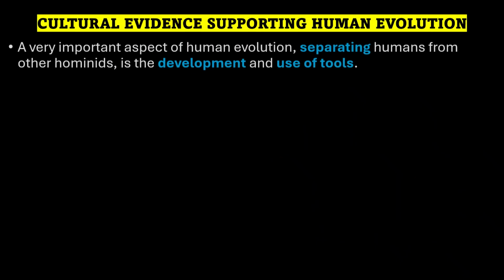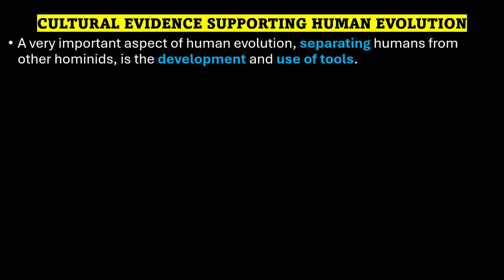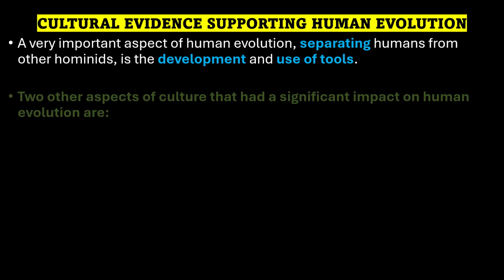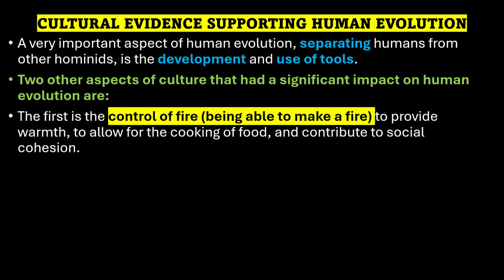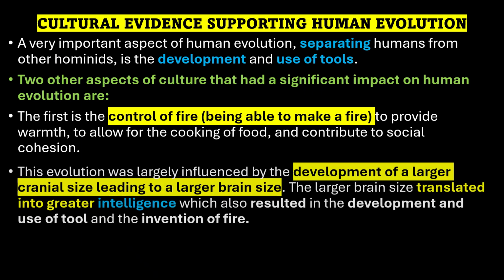So let's look at cultural evidence and how does it support human evolution. A very important aspect of human evolution, one that separates humans from other hominids, is the ability to develop and also use tools. Two other aspects of culture that had a significant impact on human evolution: the first one is the control of fire, that is being able to make fire to provide warmth, to allow for the cooking of food and contribute to social cohesion.